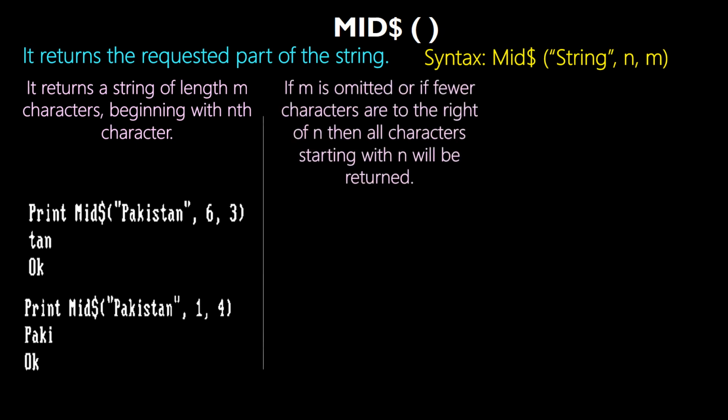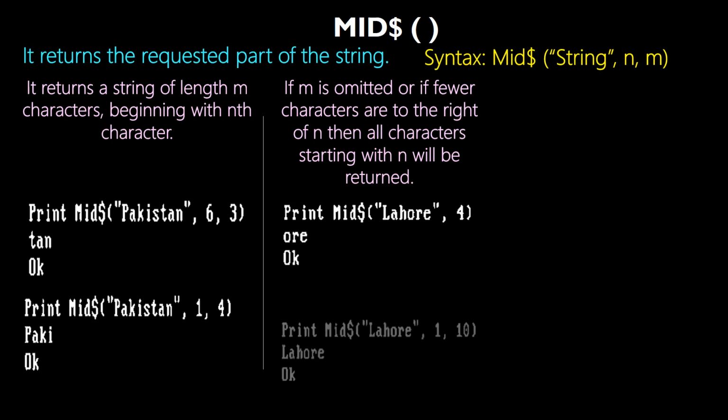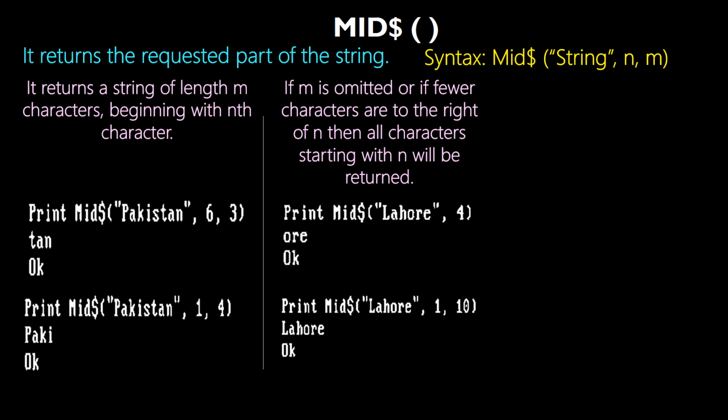If m is omitted or if fewer than m characters are to the right of n, then all characters starting with n will be returned. For example, PRINT MID$("Lahore", 4). There is no m, so we are going to start from the 4th character, which in this case is O, and return all the remaining characters. Similarly, for Lahore 1, 10, it will print the whole Lahore.